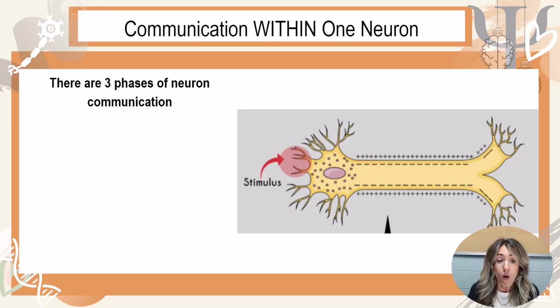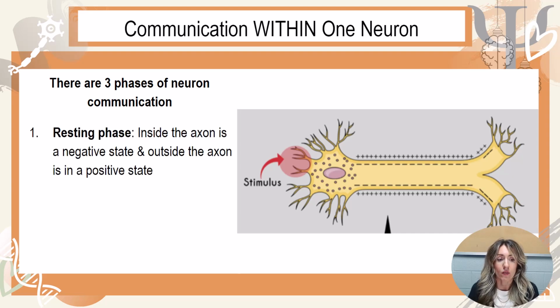Okay, so once we've hit that threshold, that's when the magic starts to happen and the action potential moves down the neuron. While we are waiting for that threshold to be met, we are inside what's called the resting phase. There are 3 general phases of neuron communication.